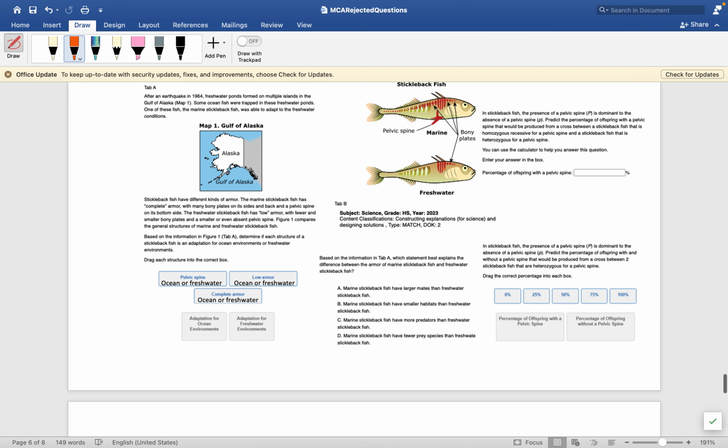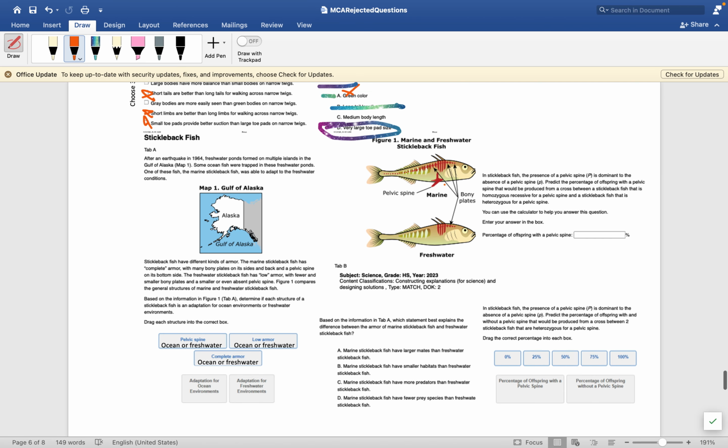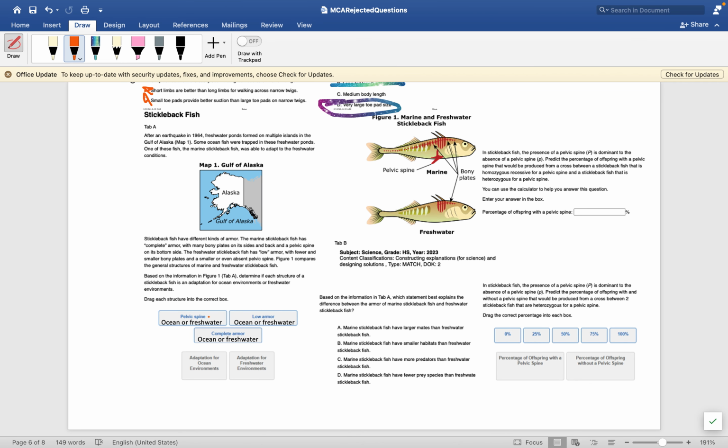Figure 1, right here, compares the general structures of marine and freshwater sticklebacks. Here's my marine and here's my freshwater. Based on this information, determine if each structure of a stickleback is an adaptation for ocean or freshwater. Pelvic spine. So here we see a pelvic spine on the marine, but we don't on the freshwater. So is it ocean or freshwater?